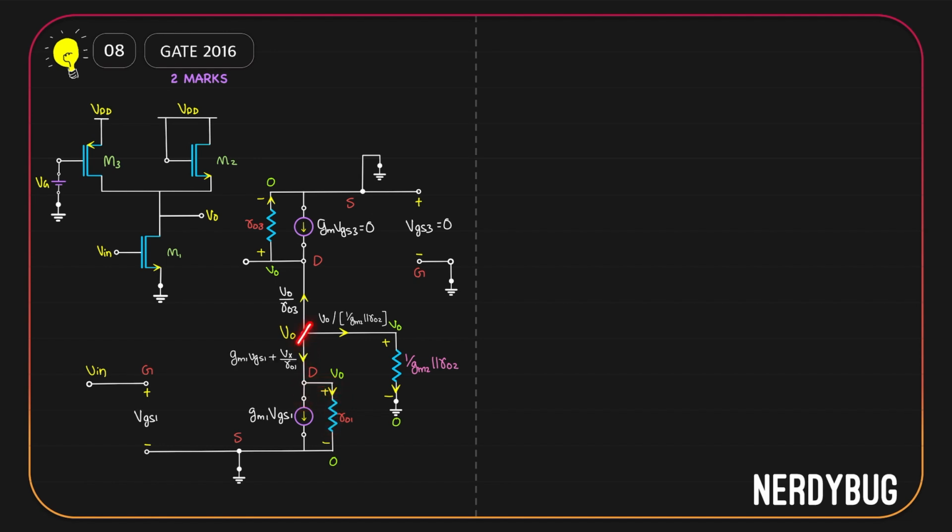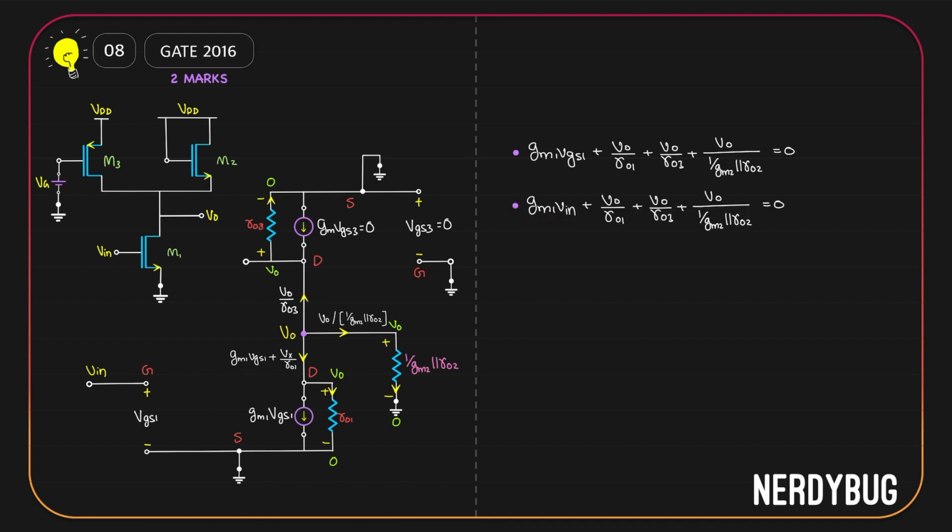Finally, take a look at this node. There are 3 currents. VO by RO3 going out. VO by 1 by gm2 parallel to RO2 going out. gm1 VGS1 plus VO by RO1 also going out. According to Kirchhoff's current law, the sum of all these 3 currents should be equal to 0. We have VGS1 in this equation. Take a look at the input of MOSFET number 1. Vin is given between the gate and source. So VGS1 is equal to the input voltage. So we can modify the equation like this.